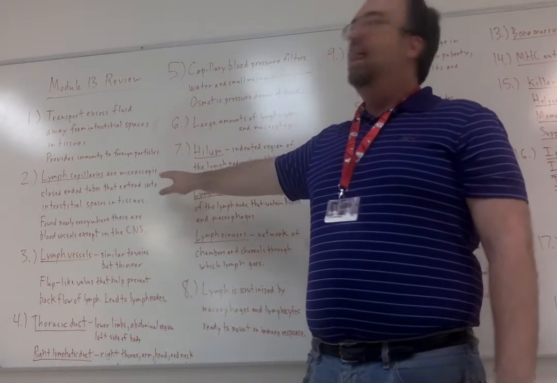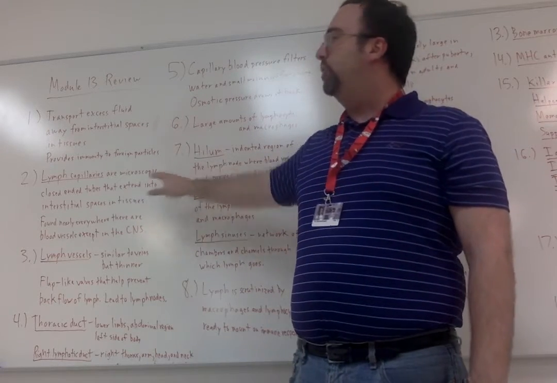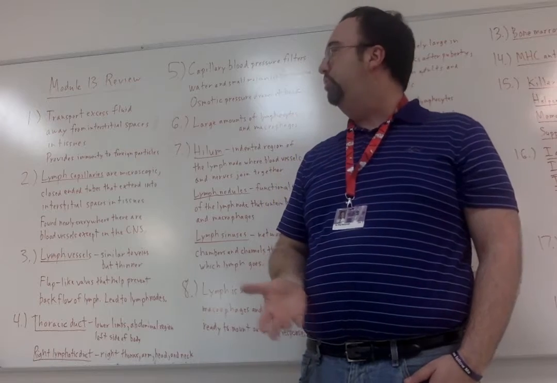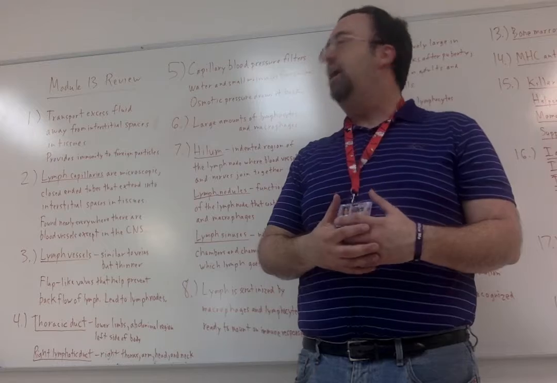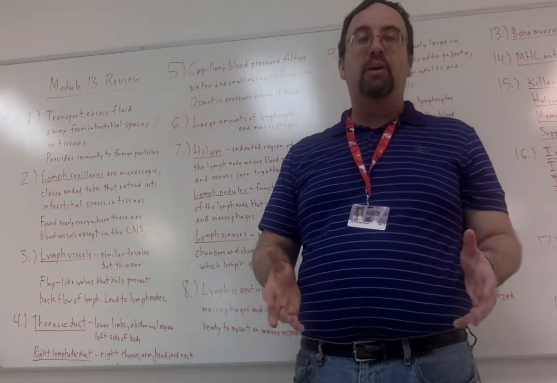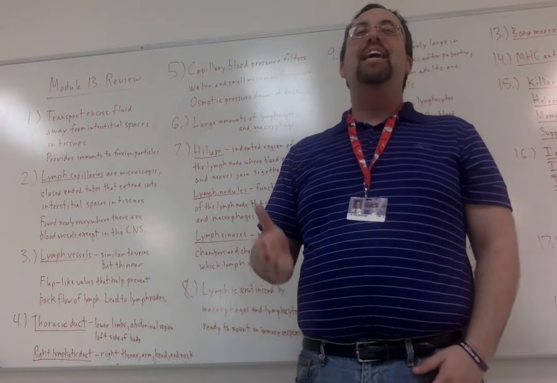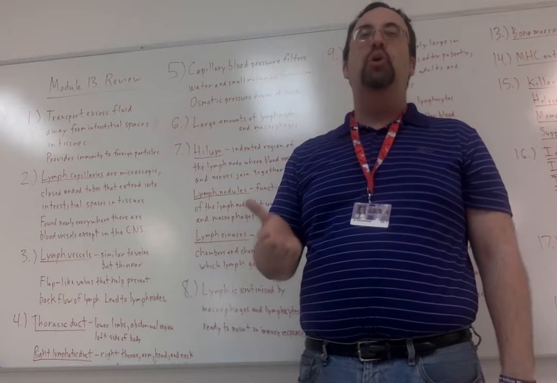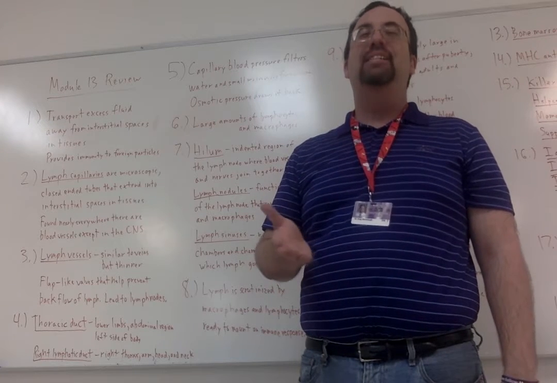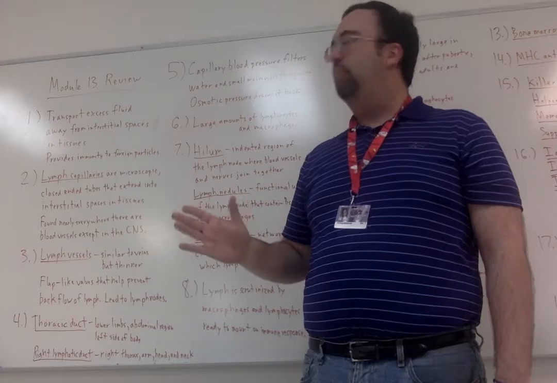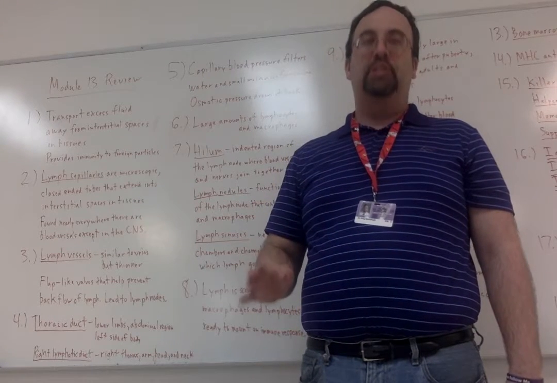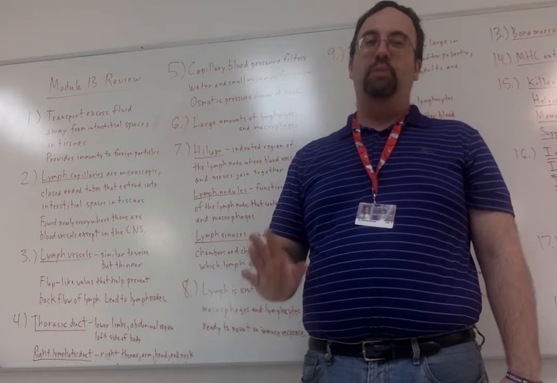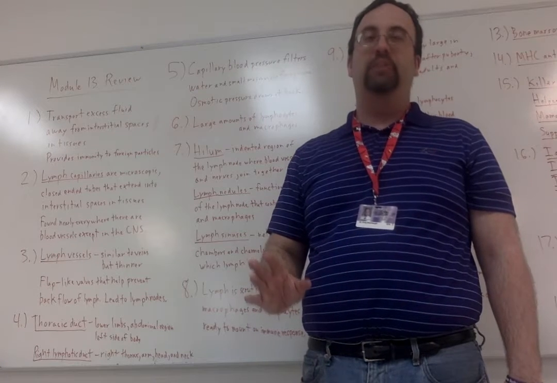Number 2, lymph capillaries are microscopic closed-ended tubes that extend into interstitial spaces into tissues. We find them nearly everywhere that we find blood vessels, except for the central nervous system, CNS. Remember that the microglia form the immune system in the CNS. So that's the only place you would not find the lymph capillaries, is in the CNS.